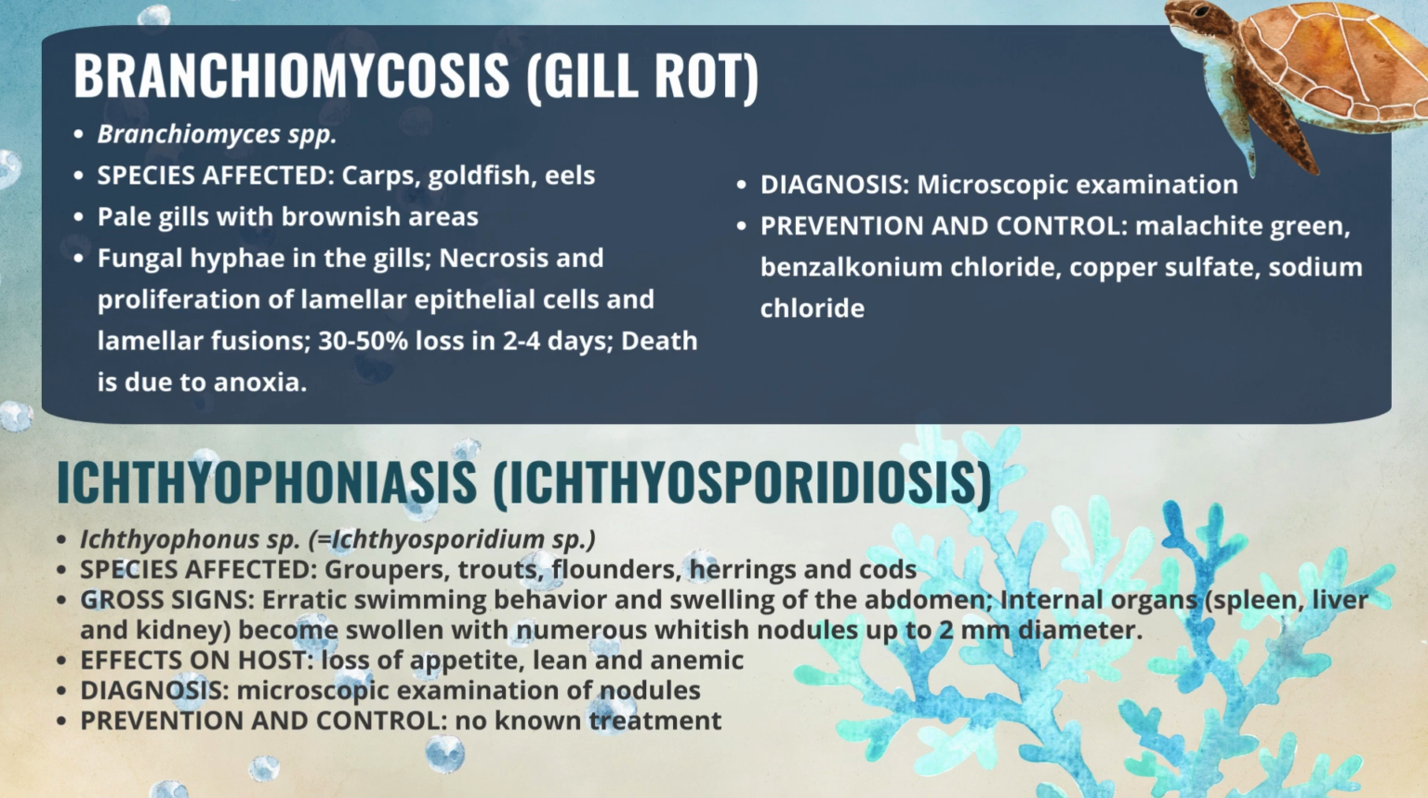Microscopic examination is used to diagnose the infection, revealing the branching and coenocytic mycelia of the pathogen within the affected gill tissues. To prevent and control the disease, various chemicals have been used to treat bronchiomycosis, including malachite green, benzalkonium chloride, copper sulfate, and sodium chloride.